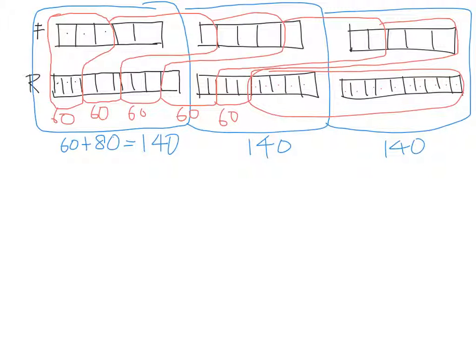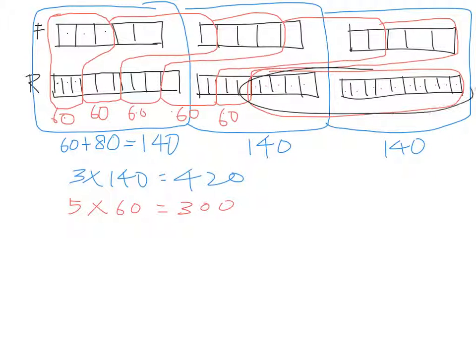If you look at the blue boxes, the total for the 3 sets, if we take Ryan and Frederick's share times 3, we get 3 times 140. So the total is 420. But if you look at all the red peanuts, we have 1, 2, 3, 4, 5 red peanuts. We have 5 groups of 60. You get 300.